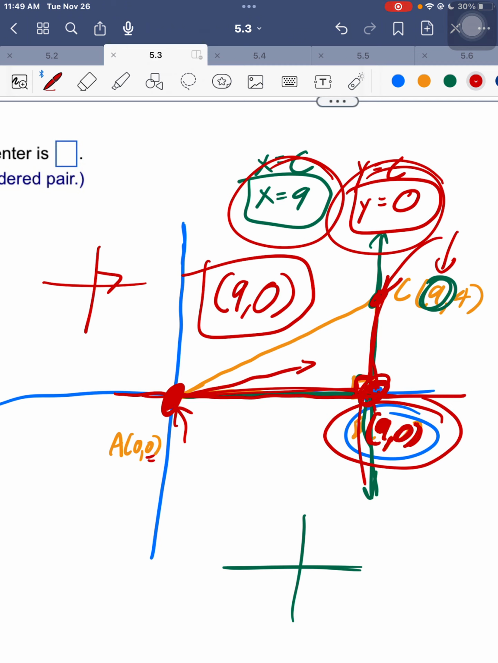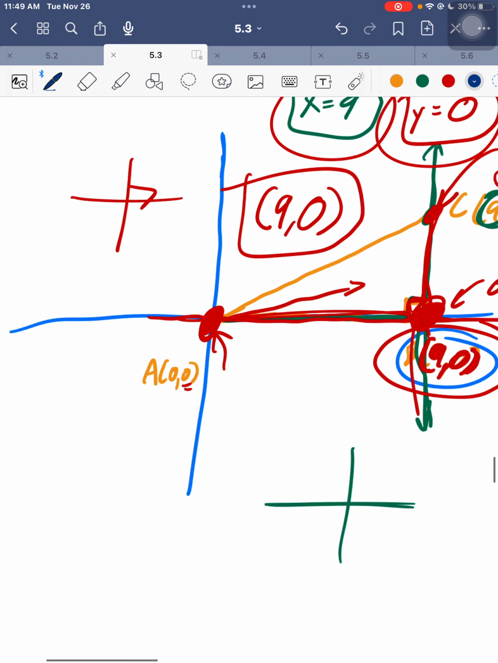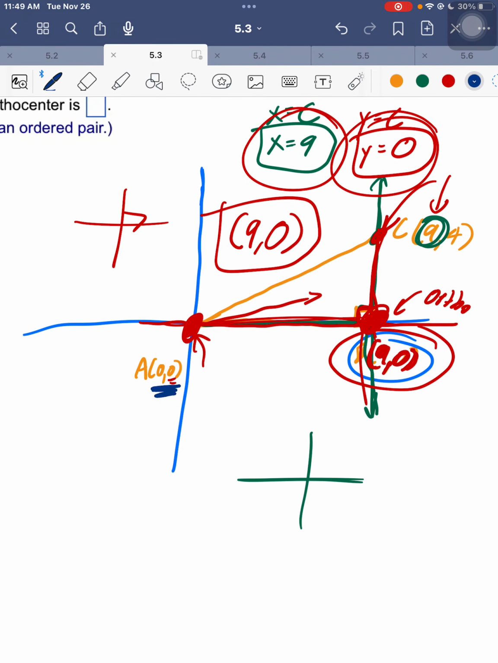And just for fun, guys, let's find the circumcenter. So if this is my orthocenter right here, right? Ortho. Let's find my circumcenter. So my circumcenter is the midpoint of the hypotenuse. Well, what is the line segments of my hypotenuse? 0, 0, and 9, 4. So what is 9 plus 0 divided by 2? 9 over 2, which is 4.5. What is 0 plus 4 divided by 2? 2. So my circumcenter for this triangle is 4.5, 2. So it's going to be like somewhere over here.